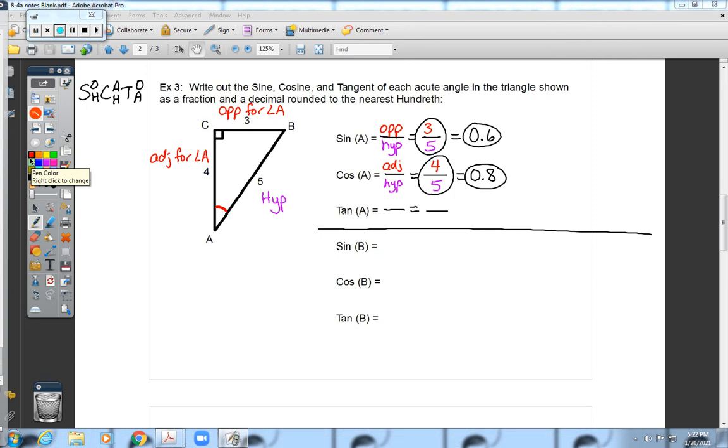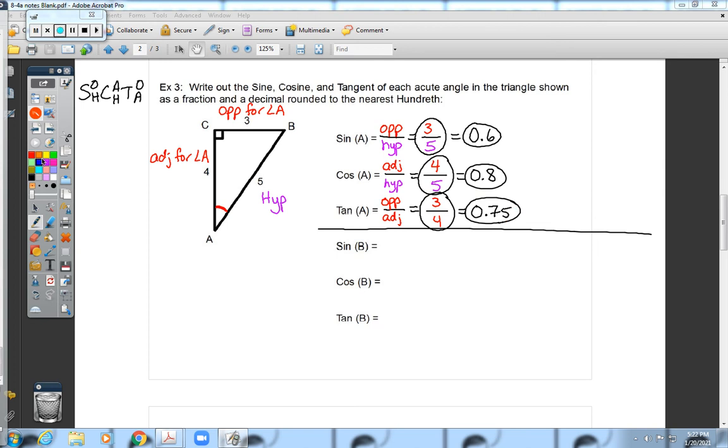Finally, for tangent, tangent is opposite over adjacent. Again, that's coming from up here at SOHCAHTOA. Sine is opposite over hypotenuse. Cosine is adjacent over hypotenuse. Tangent is opposite over adjacent. So that would be 3 over 4, which again does not reduce, so that is our fractional answer, and that is equal to 0.75, which is the exact decimal. We don't need to round. So that's it for A.